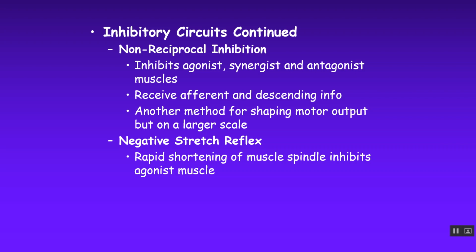There's a negative stretch reflex, which is where rapid shortening of muscle spindles actually inhibits the muscle it's embedded in. People will use this in physical therapy for a technique called strain counterstrain. I don't know if you've ever heard of that. What they do is they use the concept of the negative stretch reflex. So let's say somebody's got a trigger point or spasm in their cervical muscles, their scalenes or something. What they'll do is find this trigger point and put their finger on that, and then they'll put your head in a position to shorten that muscle maximally.